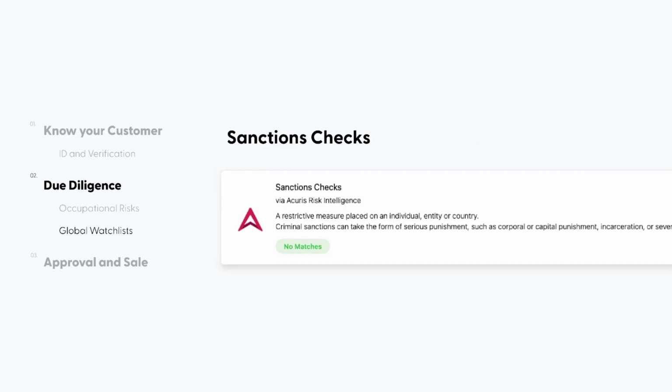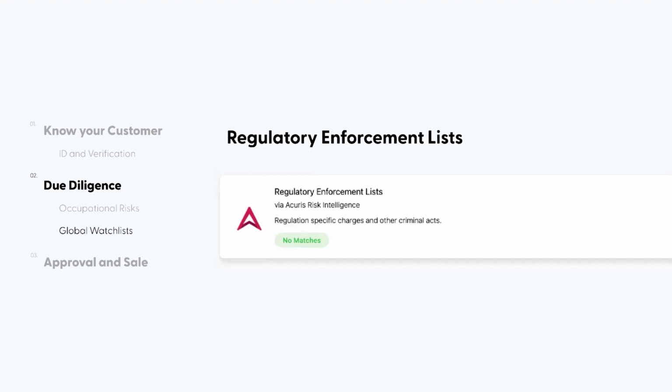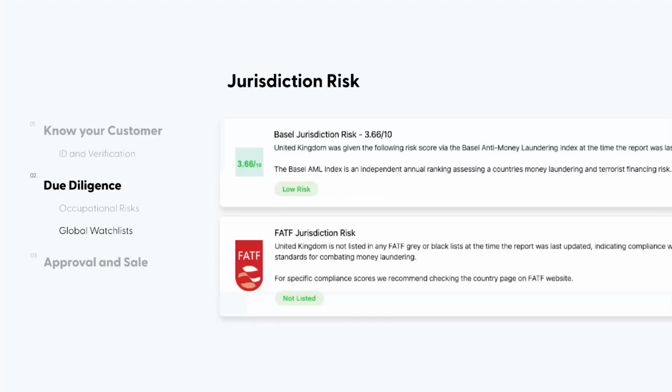Then the second one is sanctions checks lists. These lists are created by governments or international bodies and include individuals, companies, or countries that are subject to economic or trade restrictions. Third one would be the regulatory enforcement lists. These lists are maintained by regulators or enforcement agencies that highlight entities or individuals who have been found guilty of financial crimes or regulatory breaches.